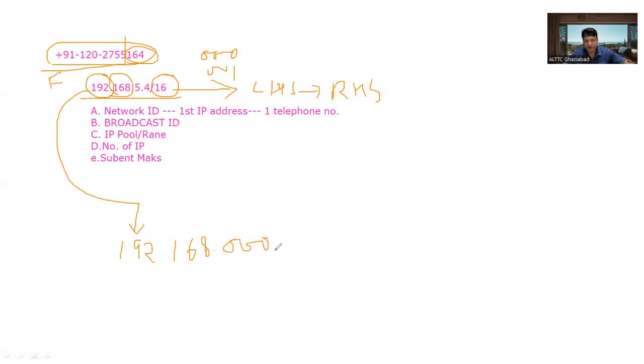So these 8 bits are 0, and the last 8 bits are also 0. So when I ask what is the network ID of this IP address, your answer is very simple: 192.168, and all 8 bits are 0, that is 192.168.0.0/16. Are you getting my point now? Yes or no? If it were /24, in the last session I gave you the same question, 192.168.5. Again I repeat, to remove your confusion.